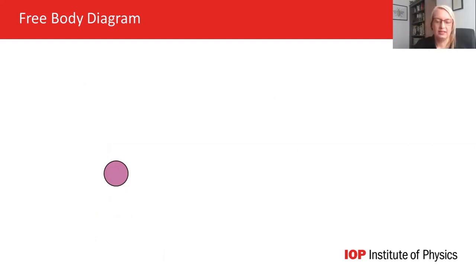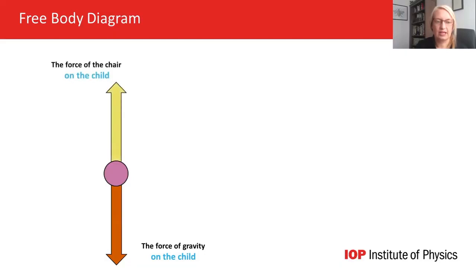And doing that means that we can now change the diagram that we had before, and we can show the force of gravity acting downwards and the force of the chair acting upwards. And hopefully now it's a lot clearer to see that those forces are equal in size and acting in opposite directions. And so we've got our child in equilibrium on the chair.